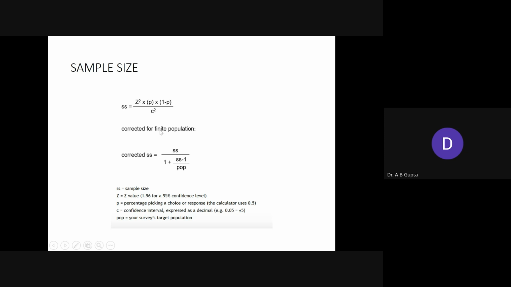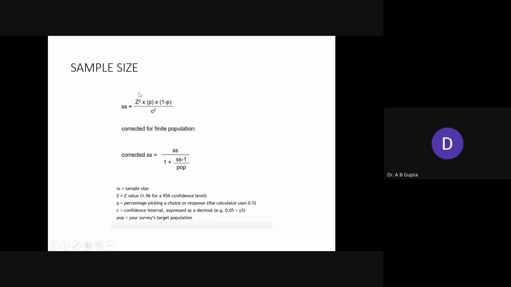But if your population is finite, for example, the number of colleges in the state of Haryana or in the state of Maharashtra, say the number of colleges is 500. So that is a finite population. Or the number of schools in a particular state, maybe say 1,000 schools. That is a finite population. If you want to find the sample size for a finite population, then this is the formula.